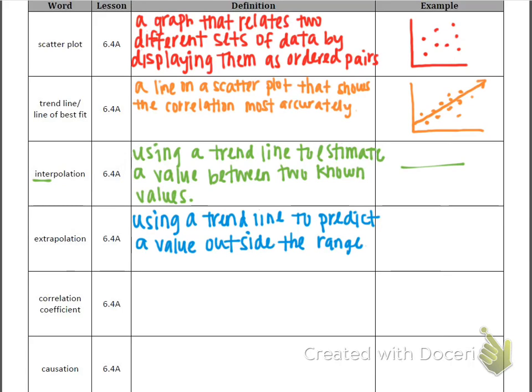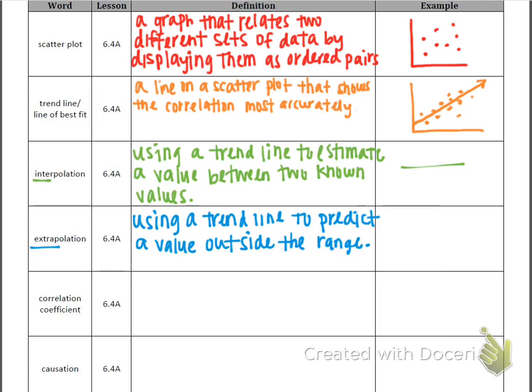So interpolation is estimating a value for a piece of data within the range that maybe we don't already have. Extrapolation is predicting something that's outside the range.